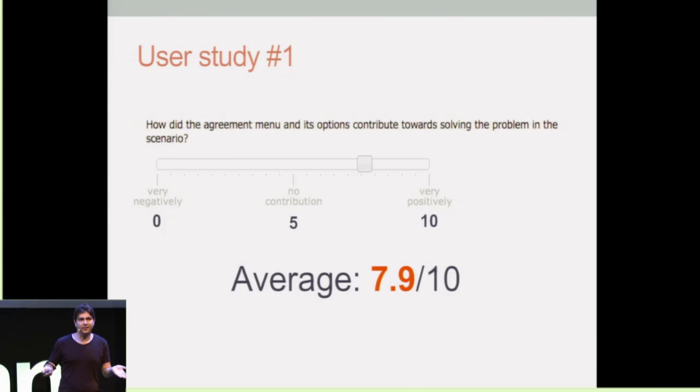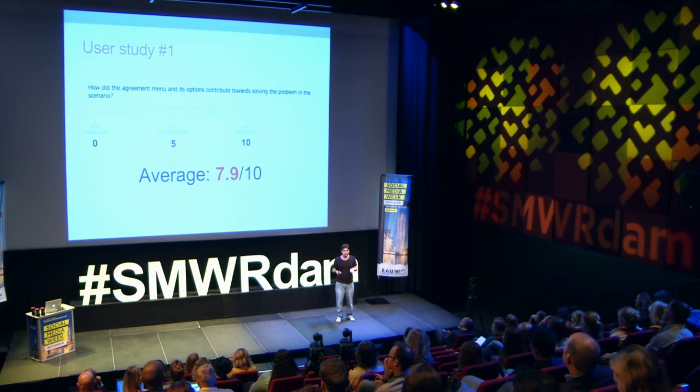So that's basically the outcome of the first study: this sort of agreement idea is easy to use in a sense, and it's contributing. It can actually help solve problems in this kind of family life location sharing as a social app.